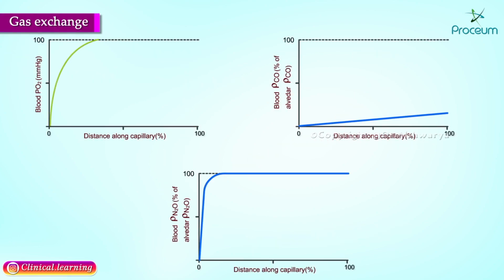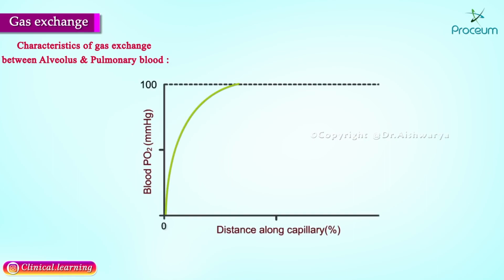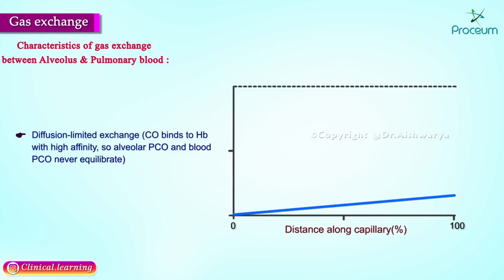All three graphs describe the characteristics of gas exchange between the alveolus and the pulmonary blood. The first graph shows normal oxygen uptake, and the second graph shows the diffusion limited exchange, where carbon monoxide binds to hemoglobin with a very high affinity. So alveolar partial pressure of carbon monoxide and blood partial pressure of carbon monoxide never equilibrate.